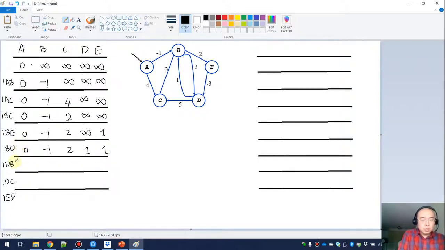So the next one will be the 1DB. So D to B. Okay, so for the D to B, D to B is a 1. So D is a 1. So if we go from D to B, and then we can get to B with the cost of 2, but we can already get to B with -2, so we don't have to change anything here.